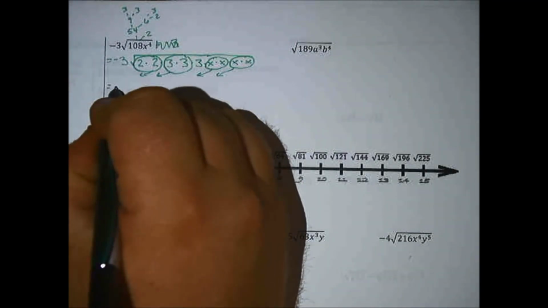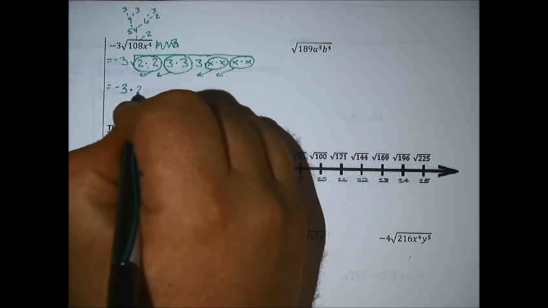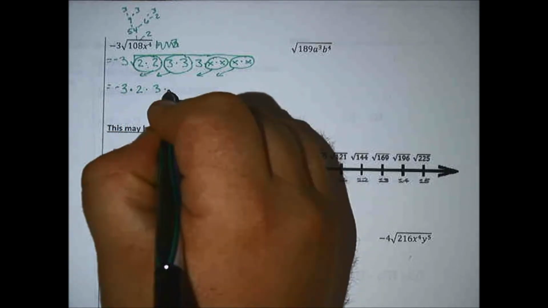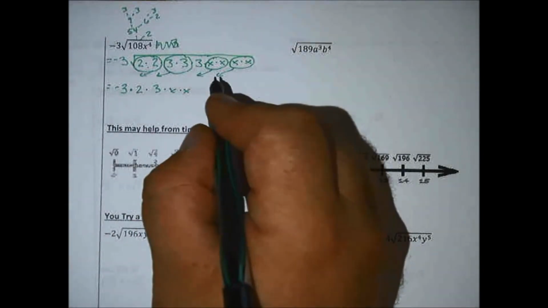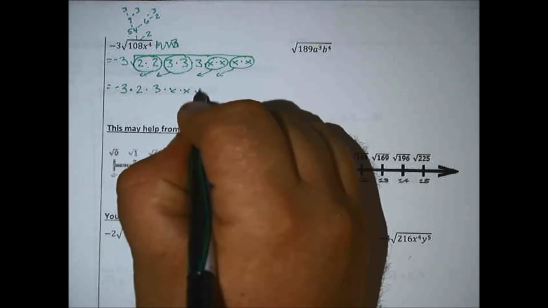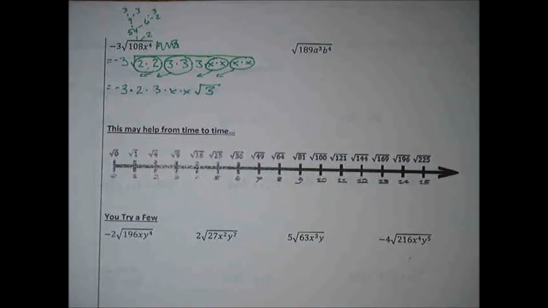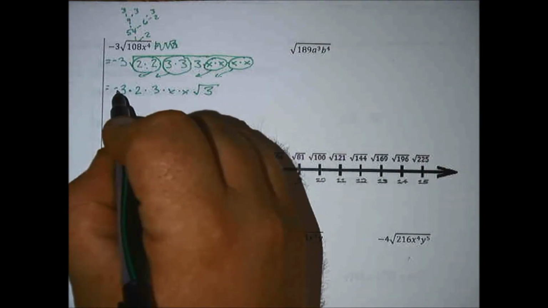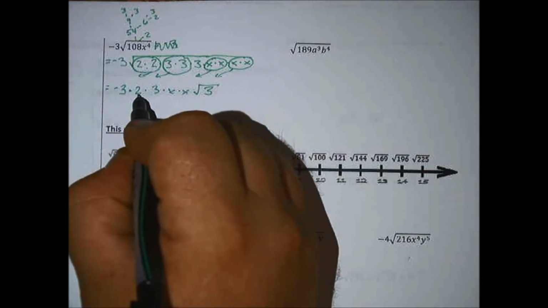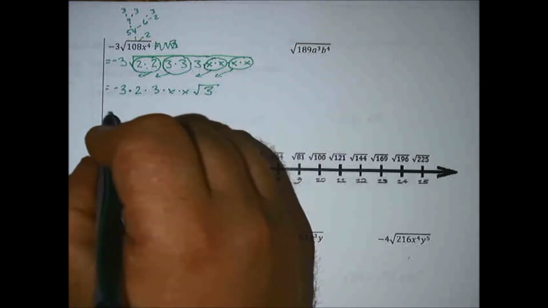So outside I have my -3 that was already there. I have my 2, a 3, an x, and an x. Inside, what's left? Well, 3 is the only thing left, so square root 3. Pretty much a lonely 3 in there. Then all I want to do is multiply what's left outside. Sorry, that's a -3, so -3 times 2 is -6, times 3 is -18.